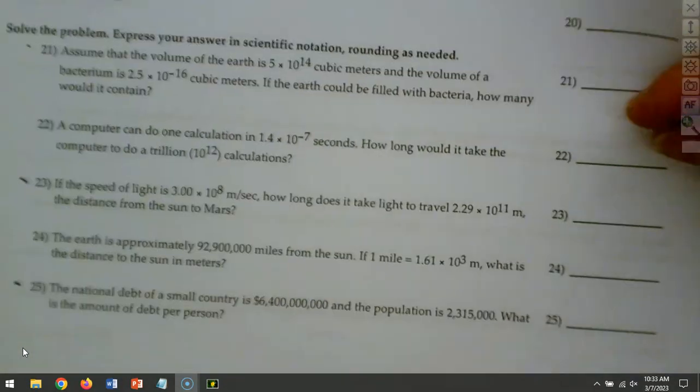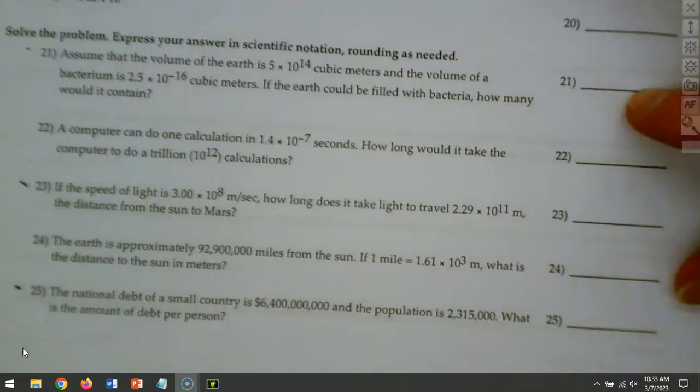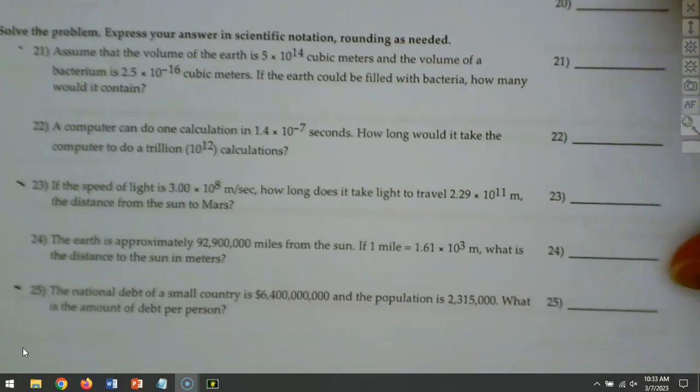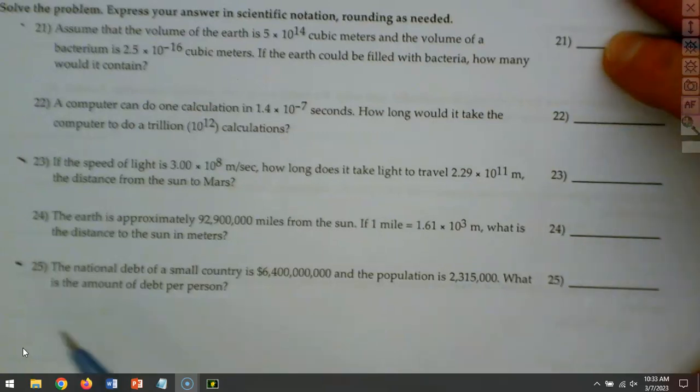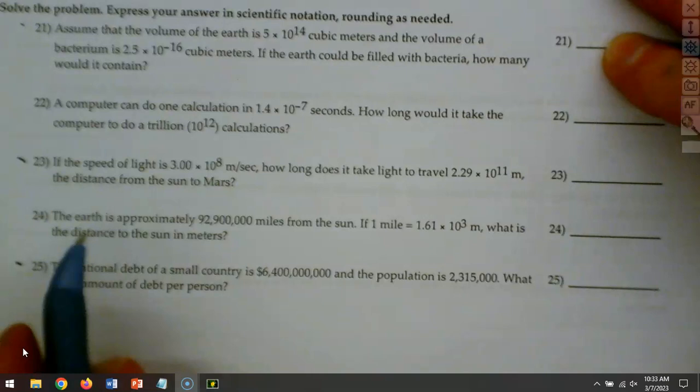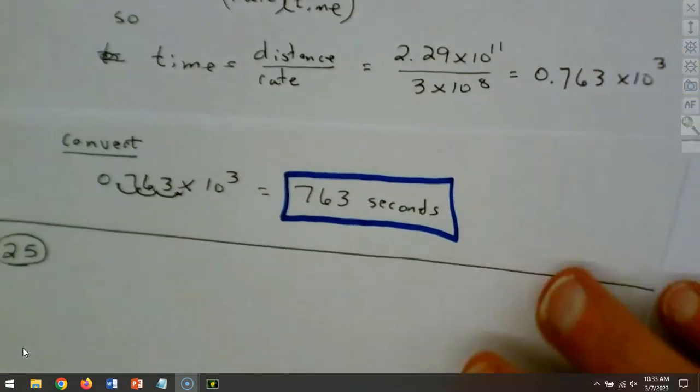And question 25, we need to look at the debt per person. So what we've got is we've got our national debt of this small country, and I believe that's trillion, so it's 6.4 if you rewrite it, $1 trillion. And the population is 2,315,000. And we want to know the amount of debt per person. Now, per means divide. So we're going to have to take the debt and divide it by the number of people.